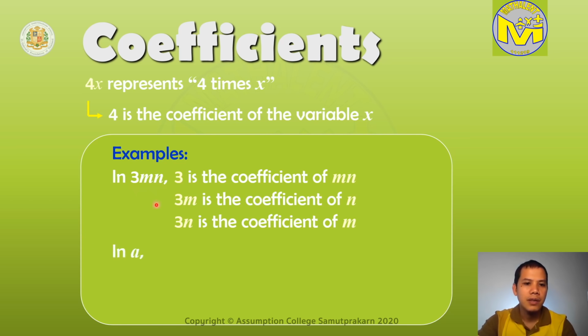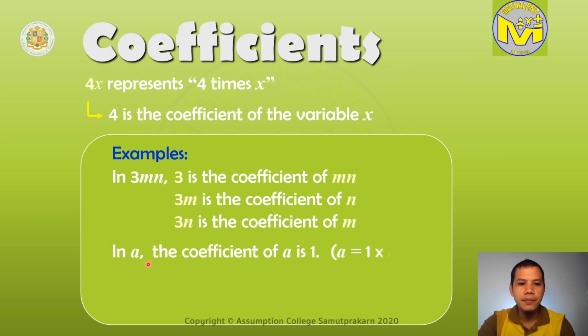Okay. In a, the coefficient of a is 1. Why is it 1? Can you see 1 there before the a? No, because we don't need to write 1 there. It is understood that whenever you see a letter or a variable, the coefficient of the variable is always 1. It is like this: a is equal to a times 1, right? a times 1 is a. You cannot see the 1 because we don't need to write it.